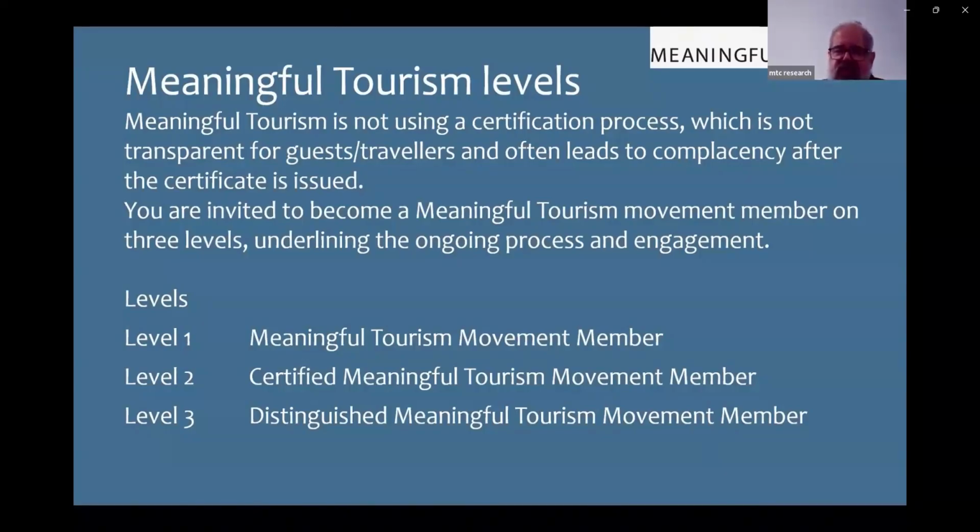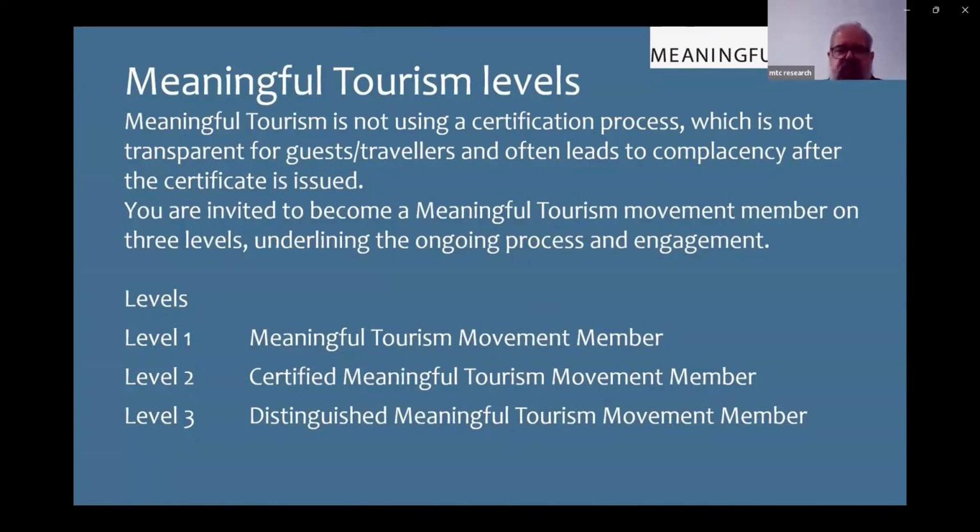So what we have is the Meaningful Tourism movement. We are starting with 2026 to call it like that. And you can become, and hopefully you will become, a Meaningful Tourism movement member. And that can be on different levels. It can be a member, a certified member, and even a distinguished member, depending on how much you are engaging yourself and how much you are doing for yourself and for your surroundings.